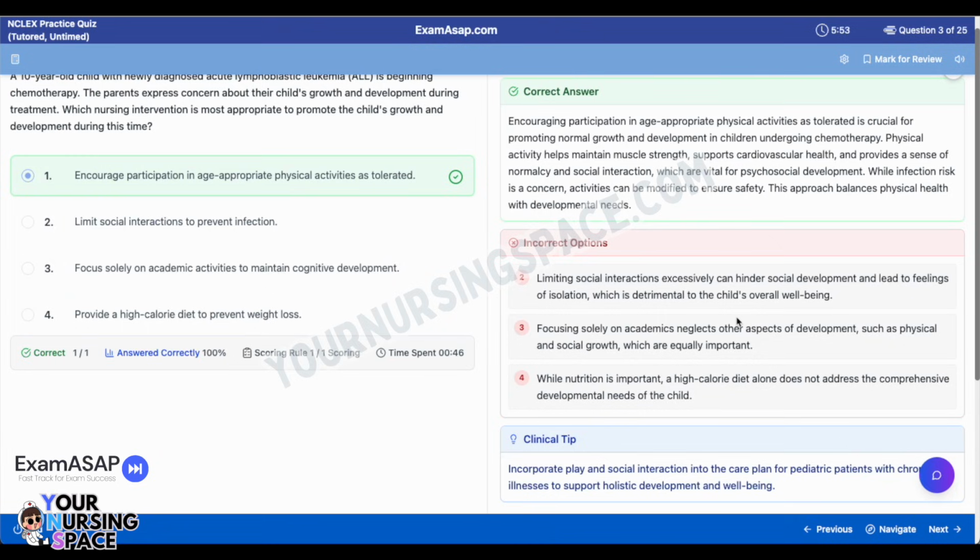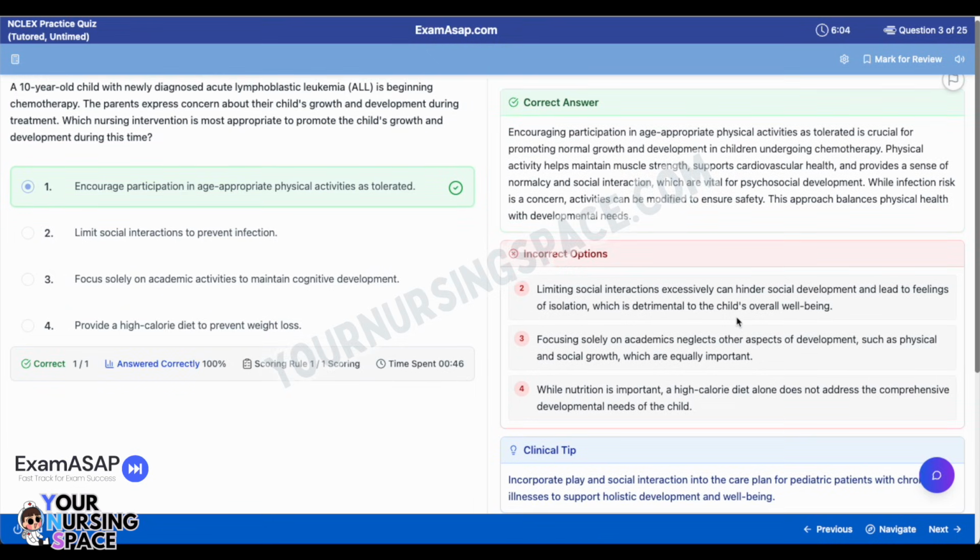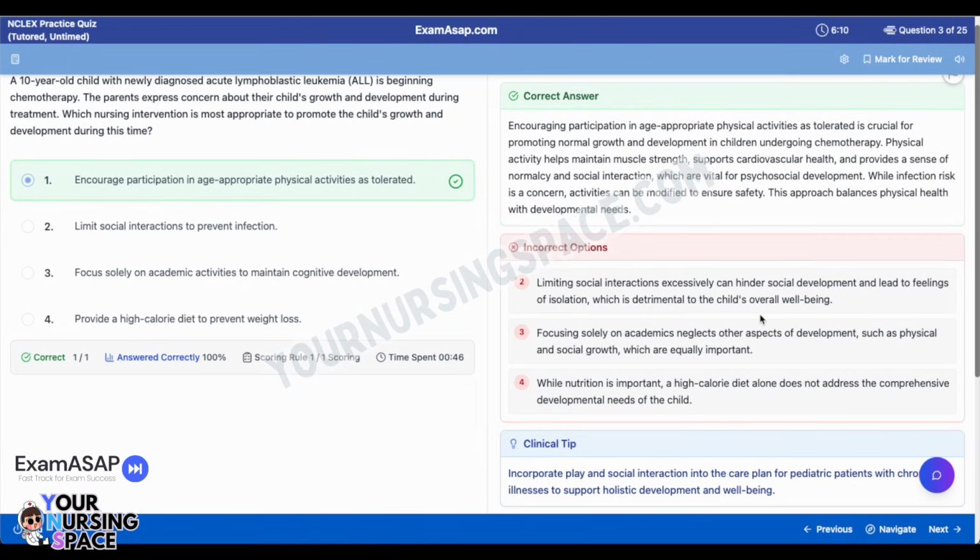While infection risk is a concern, activities can be modified to ensure safety. This approach balances physical health with developmental needs. Distractor rationales. B. Limiting social interactions excessively can hinder social development and lead to feelings of isolation, which is detrimental to the child's overall well-being.